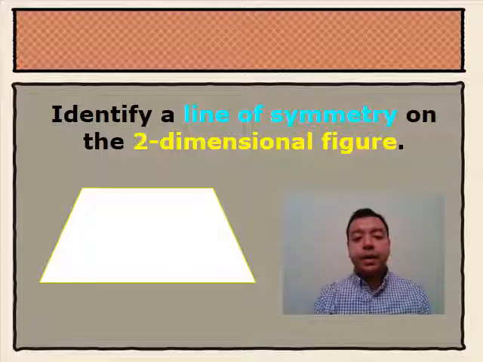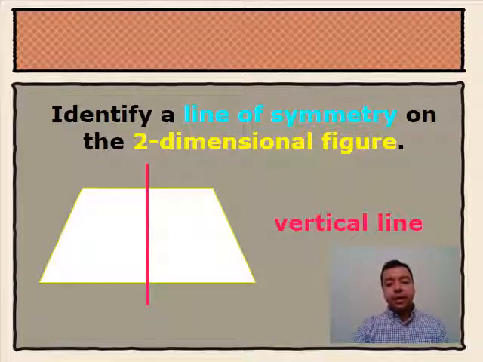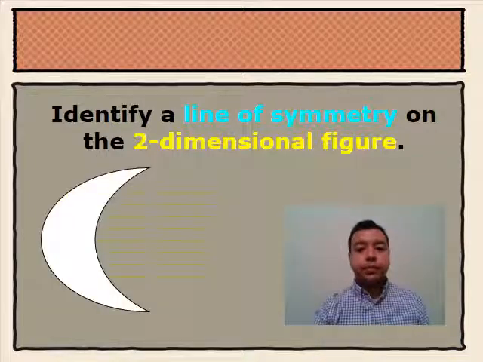Next, we're going to identify line of symmetry on a two-dimensional figure. Here, on our shape, we have one line of symmetry. We have one vertical line of symmetry on our shape. We know that it's a line of symmetry because it creates a mirror image from the left and the right side of the line of symmetry.